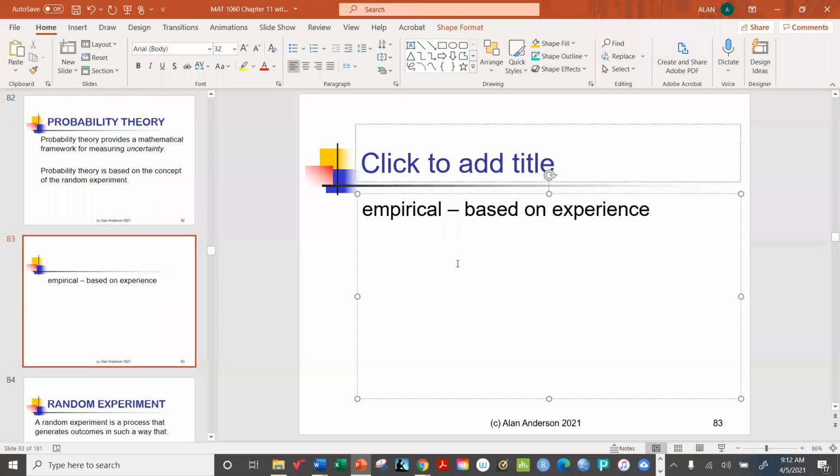And in some cases, that's all that we have to go by. Sometimes we cannot create a theoretical framework for our calculations. And in those cases, we have to rely on experience. And so for certain areas, this is all the information that we have. In other areas, we do have theoretical results that we can lean on.